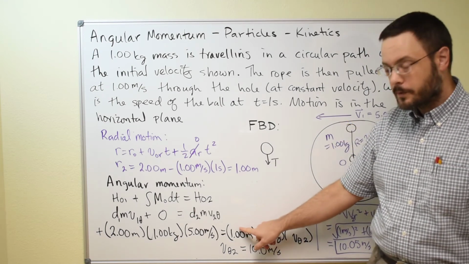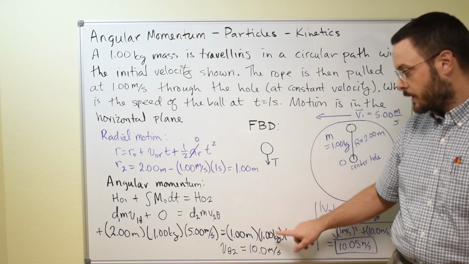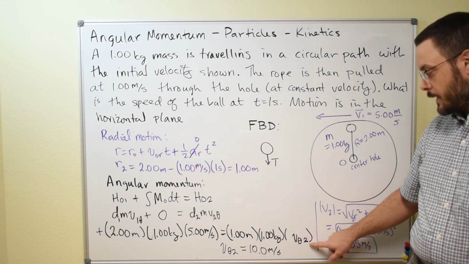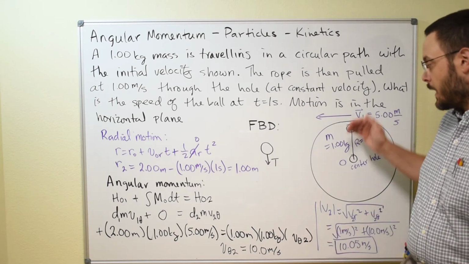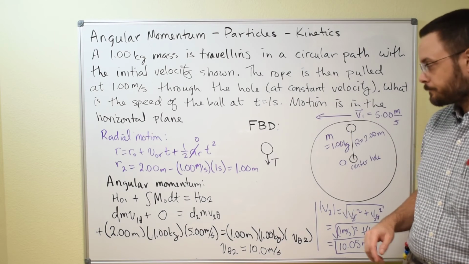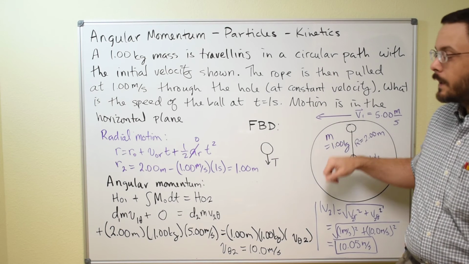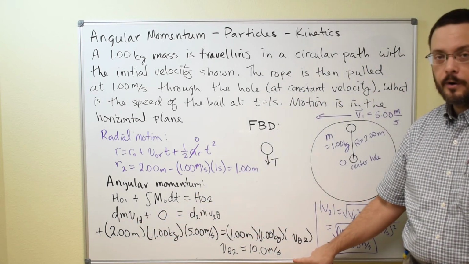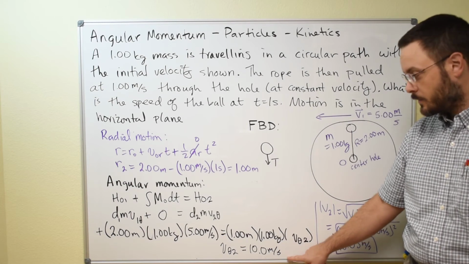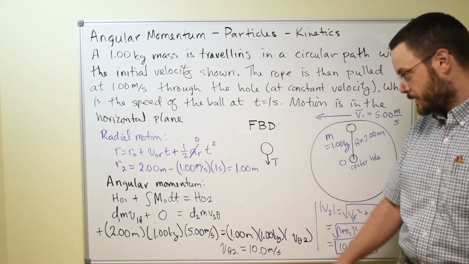And that's got to be equal to the new 1 meter radius that we solved for times the 1 kilogram times the theta velocity after it moves in. Both of these have counterclockwise motion, and so both of these are going to be positive. We can then solve for our final theta velocity, and we get 10 meters per second.